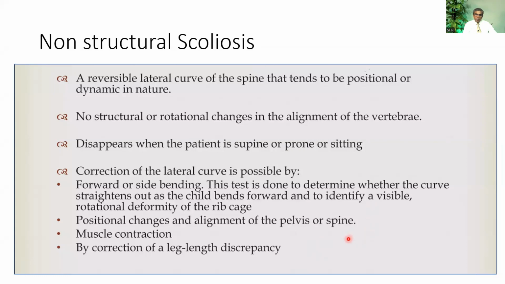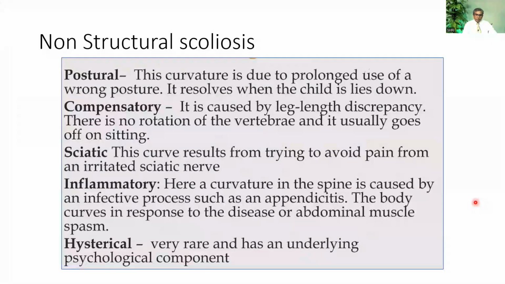And sometimes you can get non-structural scoliosis due to muscle contractions. When we deal with the muscle contraction, the spine straightens up. Also, as I told you before, if there's a leg length discrepancy, once you correct it, the scoliosis disappears. So these are called non-structural curves. The non-structural scoliosis could be further classified into postural, compensatory, sciatic, inflammatory, and lastly hysterical.